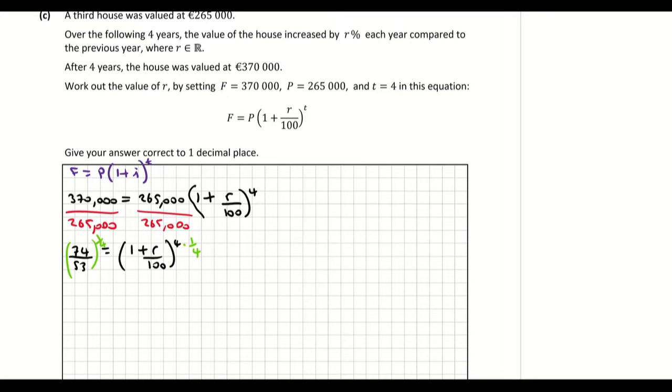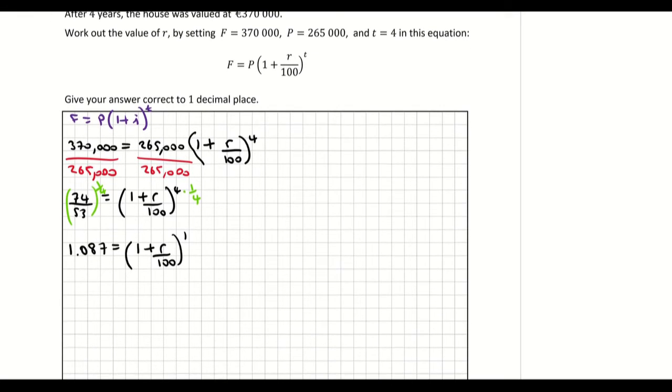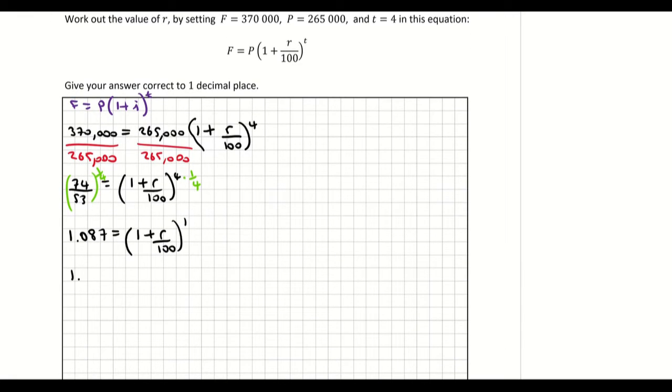So when I put the left to the power of 1/4 in my calculator, I get 1.087 equals, the 4 multiplied by the quarter would become 1. So that becomes 1 plus r over 100 to the power of 1. Now anything to the power of 1 is just itself. So that's just going to give me 1.087 equals 1 plus r over 100.